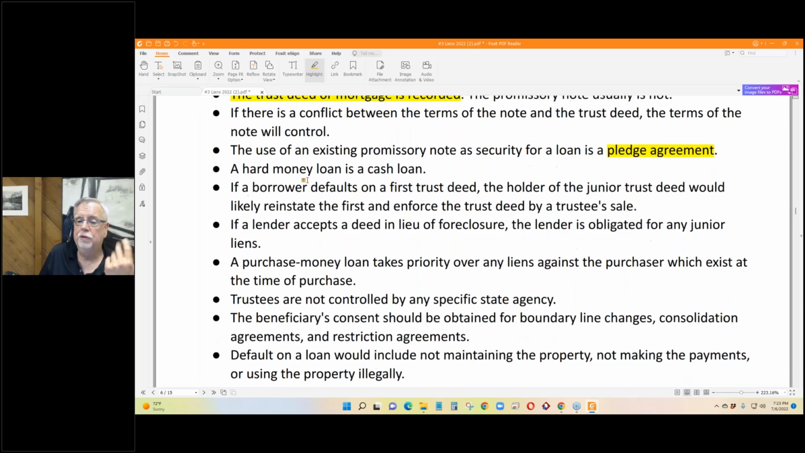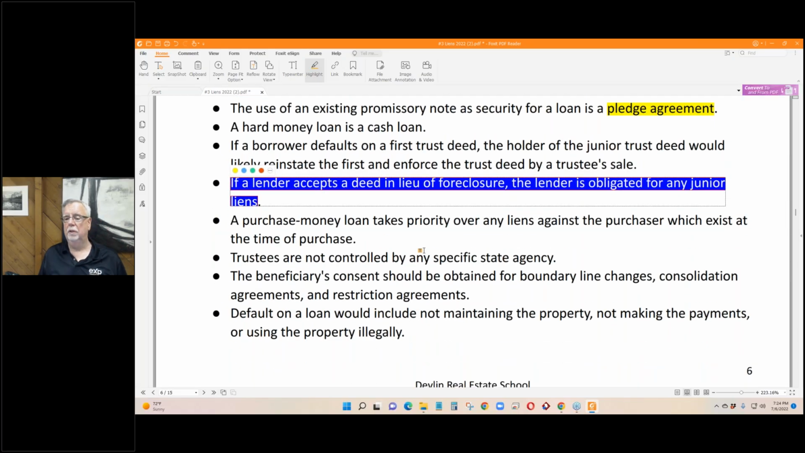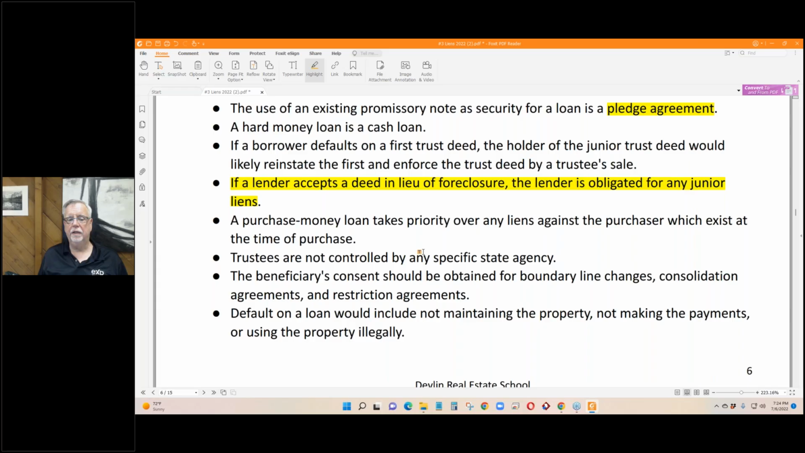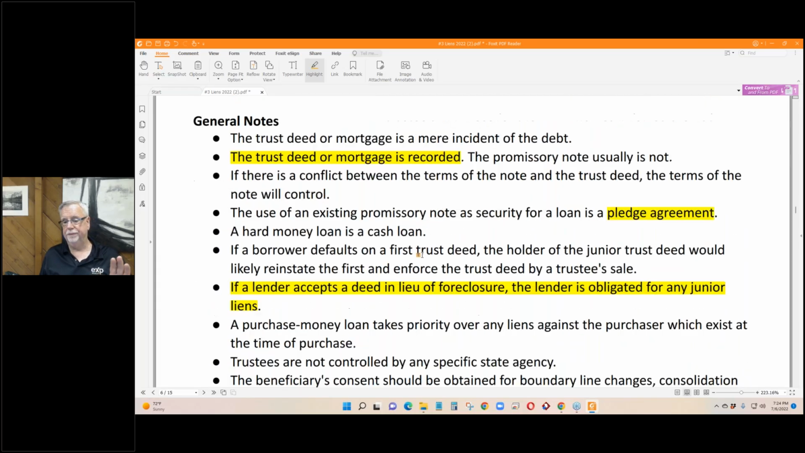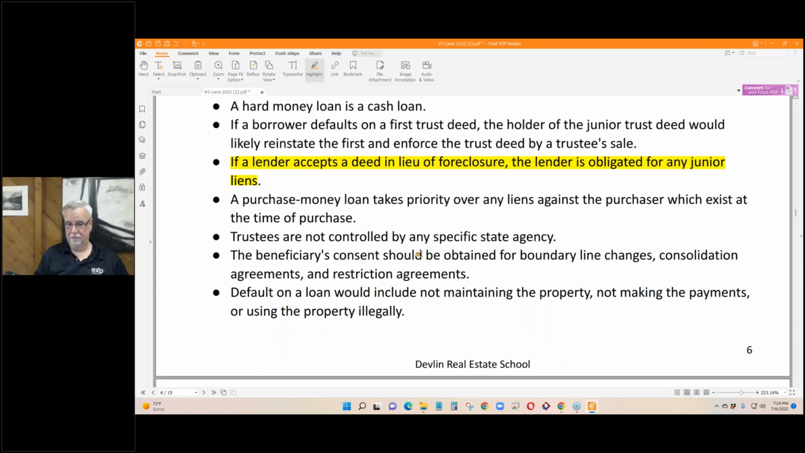If a borrower defaults on the first trust deed, the holder of a junior trust deed could reinstate and then do a sale. This rarely happens, but you could do that. If a lender accepts a deed in lieu of foreclosure, the lender is obligated for any junior liens. Remember that, I'm not gonna go back, that timeline, right? The deed in lieu of foreclosure.